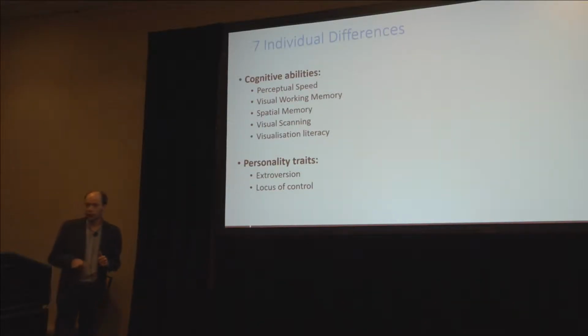So to evaluate the impact of individual differences on customization, we measured 7 individual differences, 5 cognitive abilities on the top, and 2 personality traits. So we have, in order, perceptual speed, visual working memory, spatial memory, visual scanning, visualization literacy, extroversion, and locus of control. So I will provide definitions later on for the differences for which we found effects, but you can find all the definitions in the paper. I just want to keep it simple here.